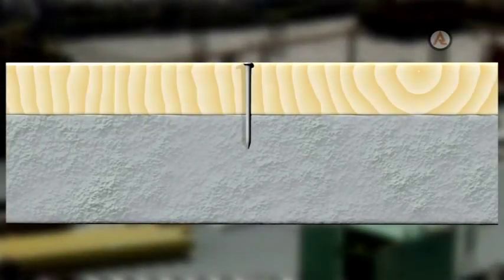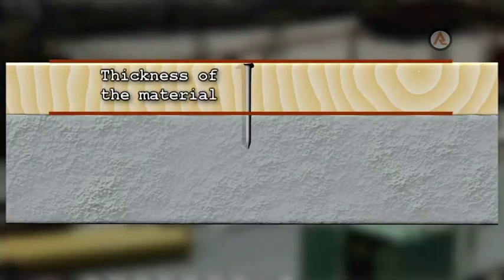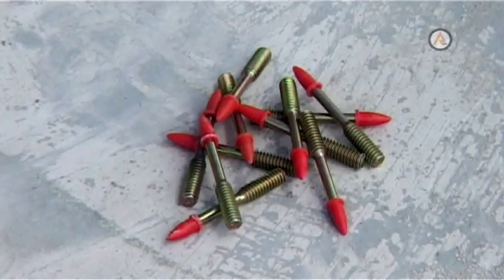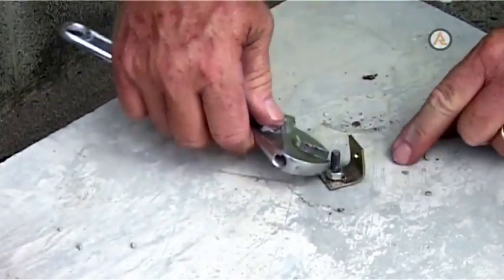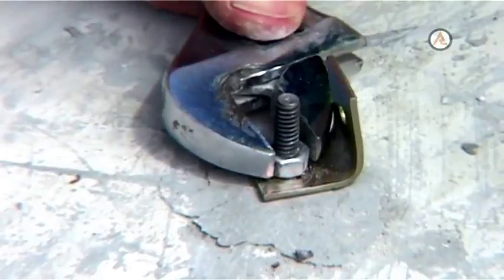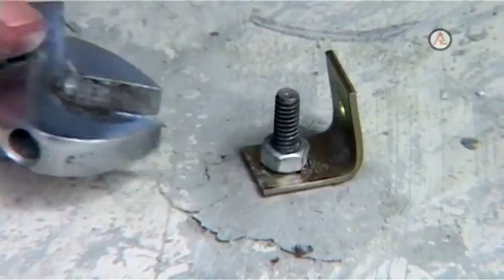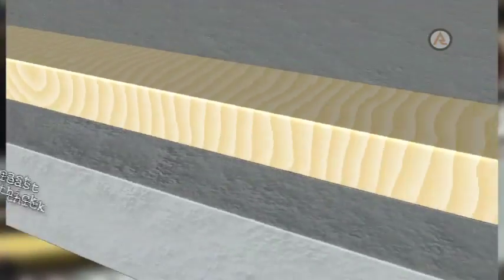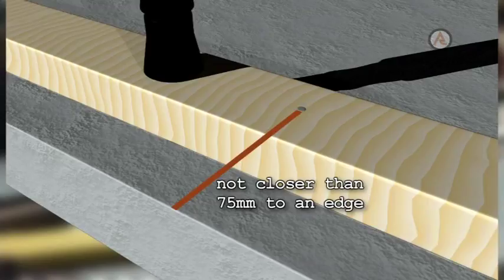When selecting a drive pin, the overall shank length of the pin should be the thickness of the material to be fastened, plus 6 to 8 times the shank diameter of the drive pin. When using a threaded stud, the thread length must allow for the material thickness to be attached, plus an allowance for the nut and washer. To avoid withdrawal of threaded studs, care should be taken not to over-tighten the nut. When fixing to concrete or masonry, which must be at least 100 mm thick, fasteners should not be driven closer than 75 mm to an edge or another fastener.